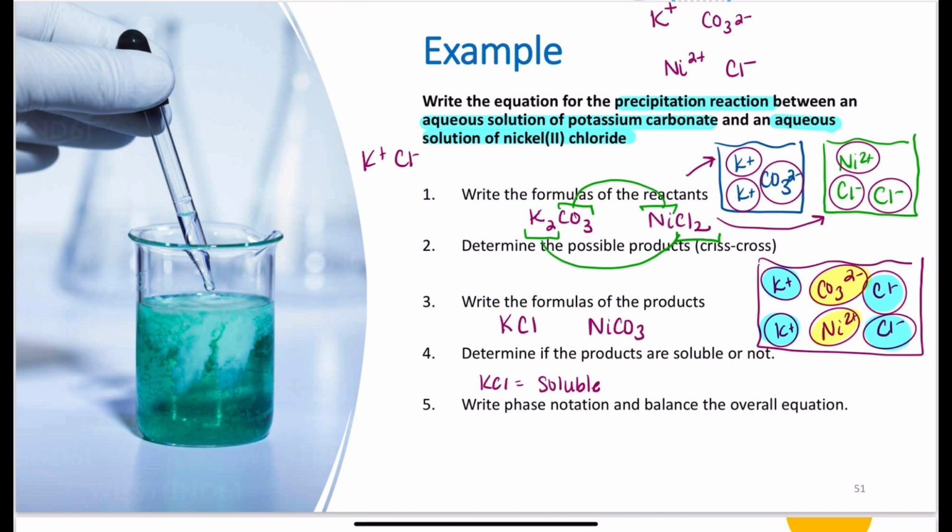I didn't mean to erase that so fast, I apologize. I'm having a hard time writing that Hg2 2 plus, copper plus, silver plus, lead 2 plus. That's when chloride would not be soluble. This does not fit any of those cases, so KCl will be soluble.